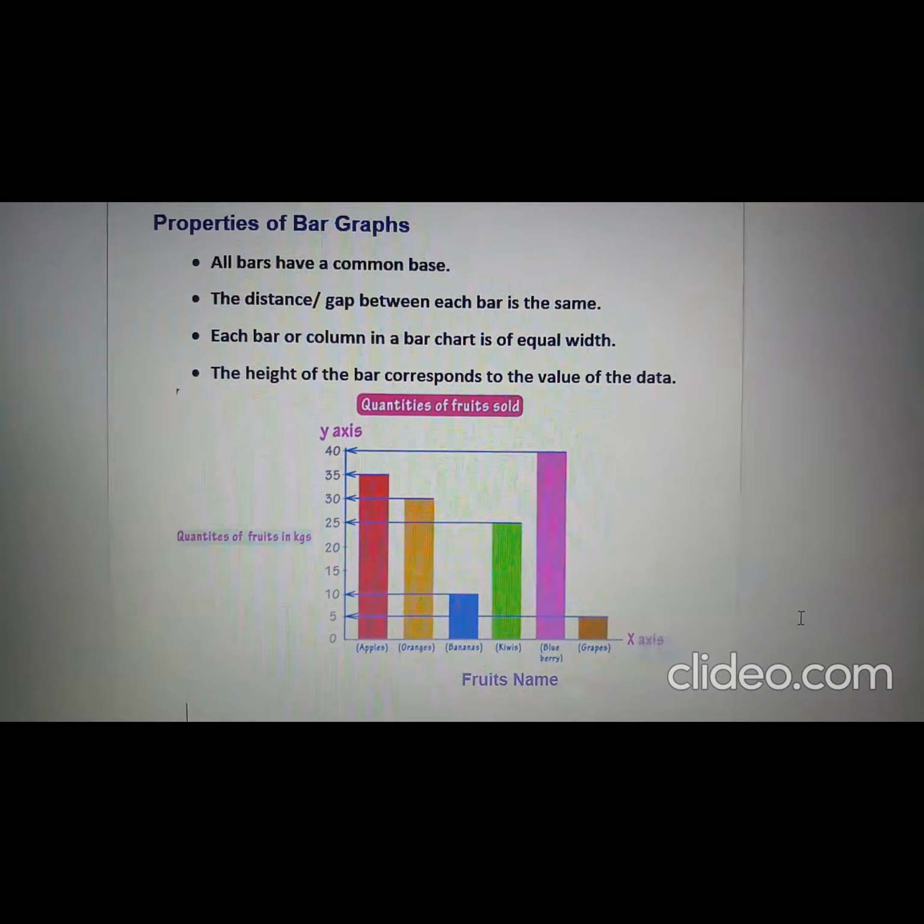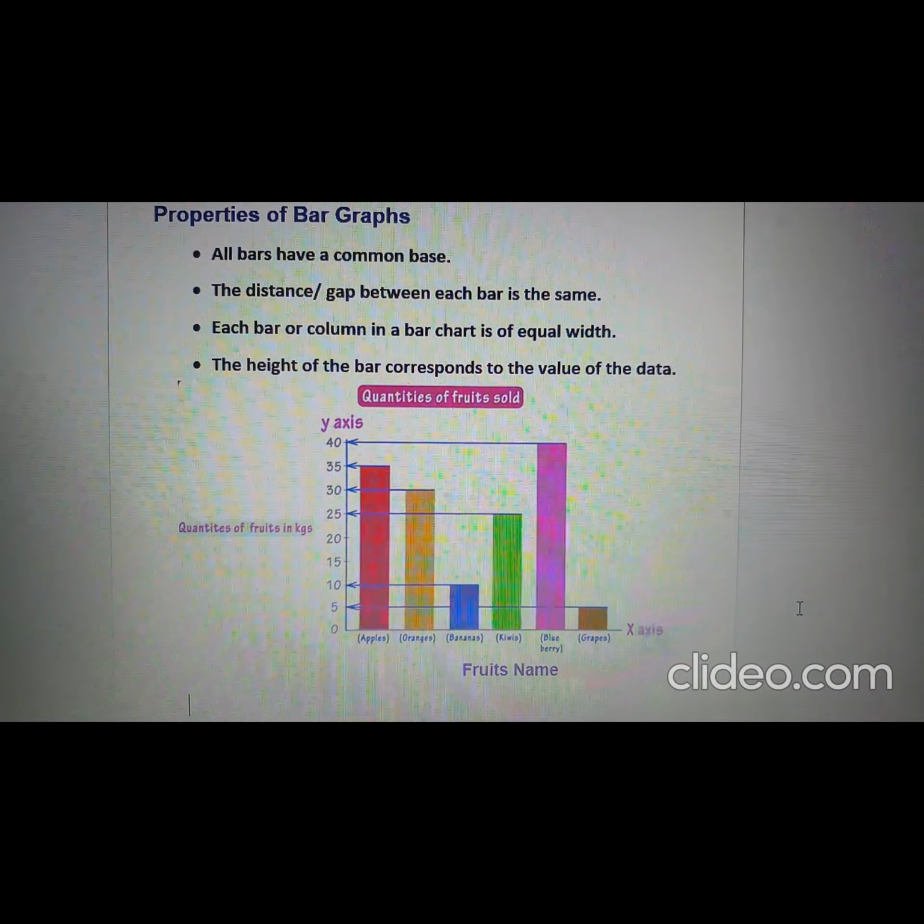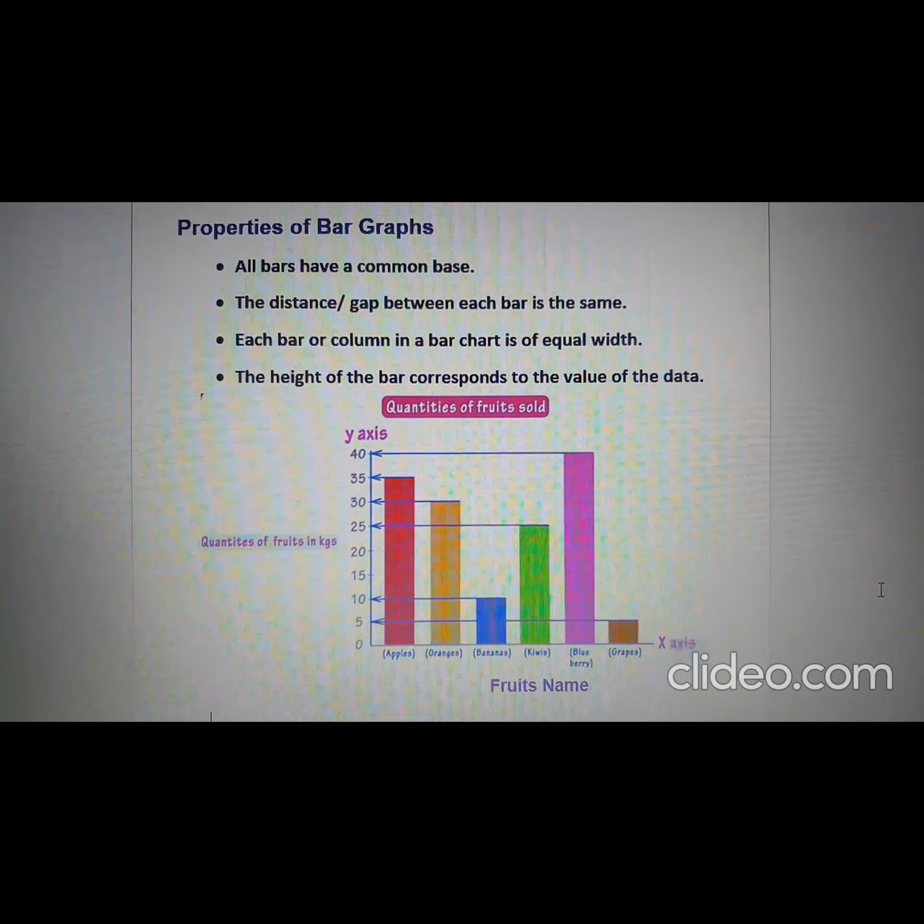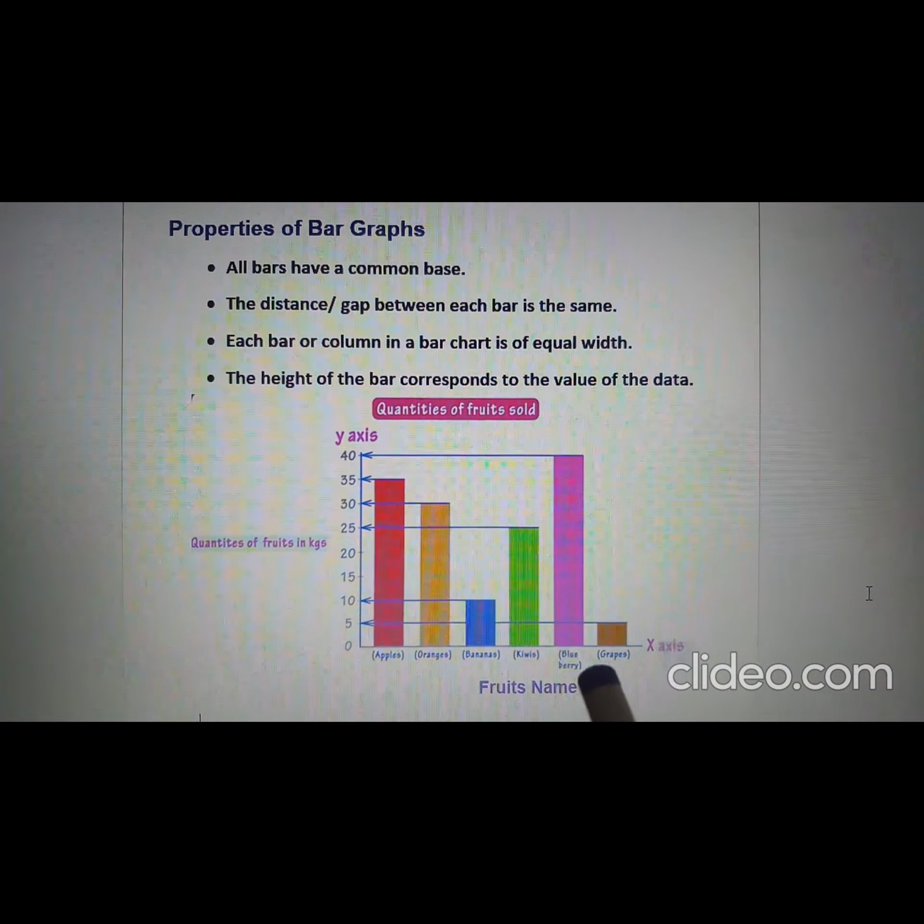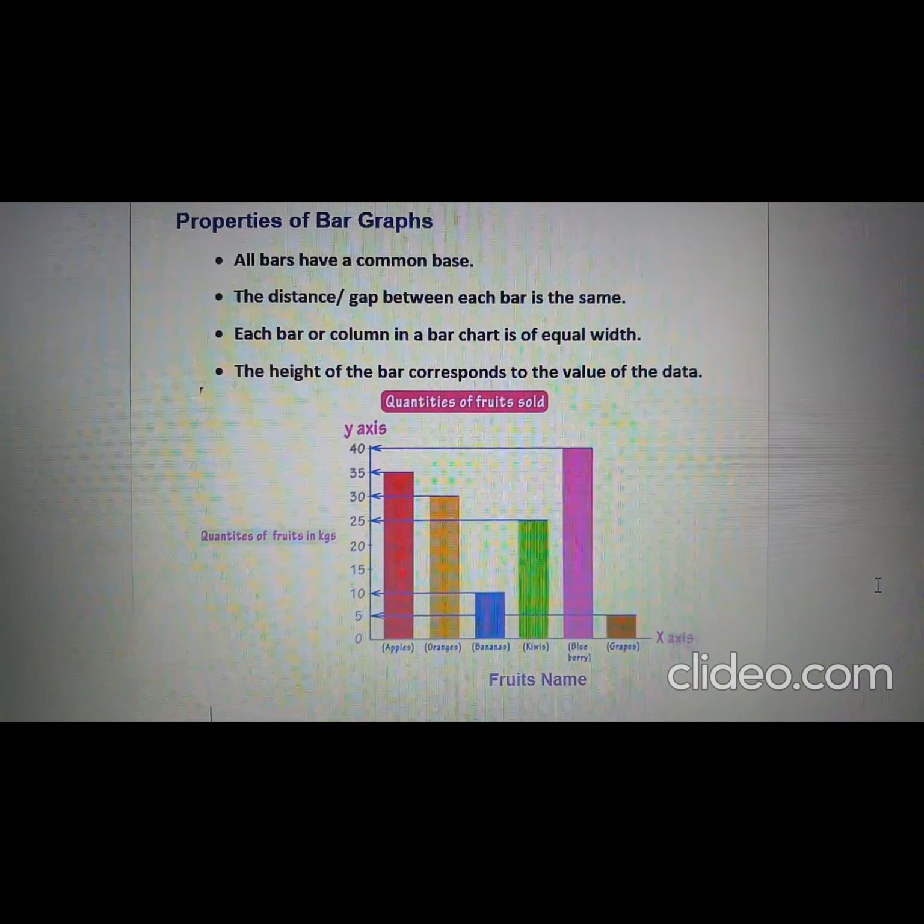The longer is the bar, the greater is its value. Means बार की हाइट से डेटा की वैल्यू का पता चलता है. बार लंबी है तो डेटा की वैल्यू ज्यादा है, बार छोटी है तो डेटा की वैल्यू कम है.